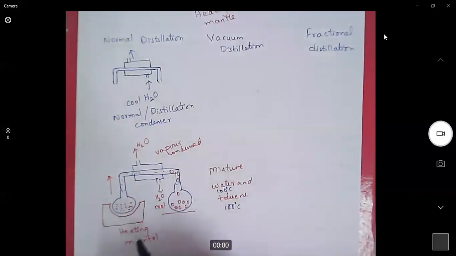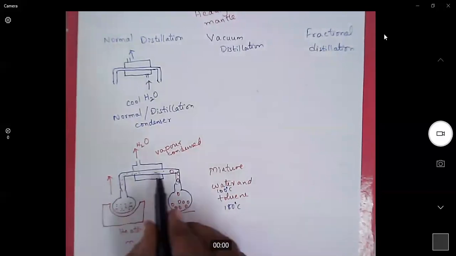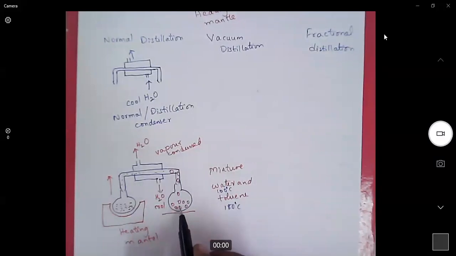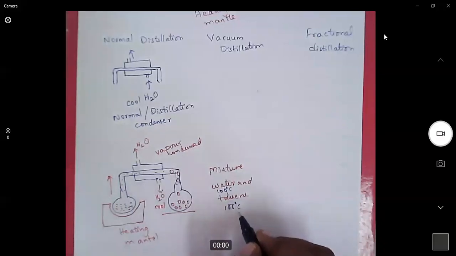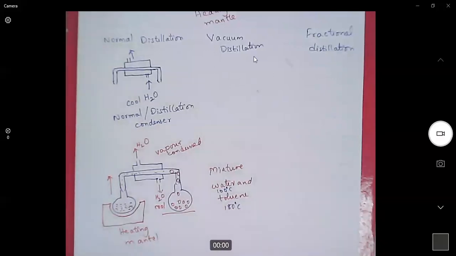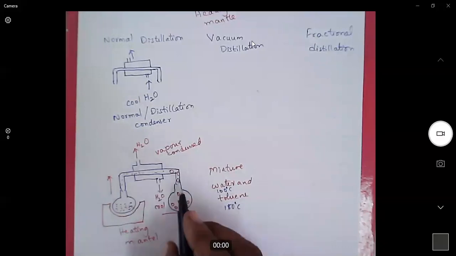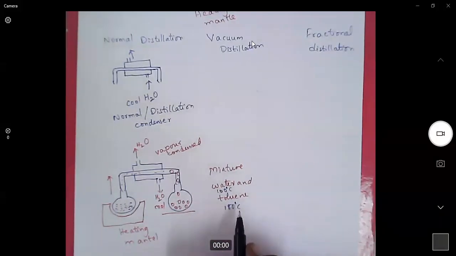So when we keep the heating temperature at 100 degrees centigrade, all the water in this mixture will be converted to vapor and then it will be separated. Once all the water is completed, we will raise the temperature to 170 to 180 degrees centigrade. Then toluene will be vaporized. So we will change this RB flask once water is collected, then place a new RB flask to collect toluene. So this is how we will separate a mixture of solvents.